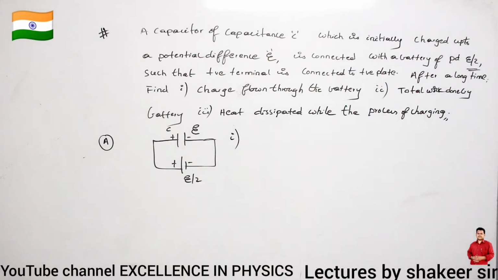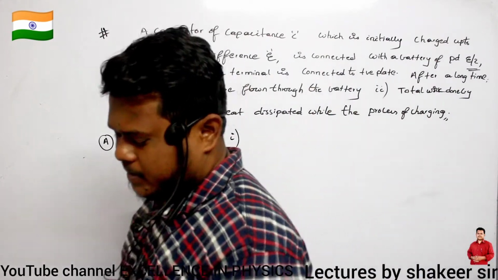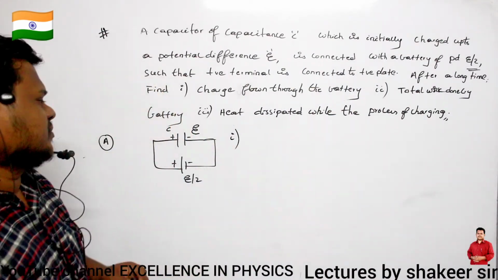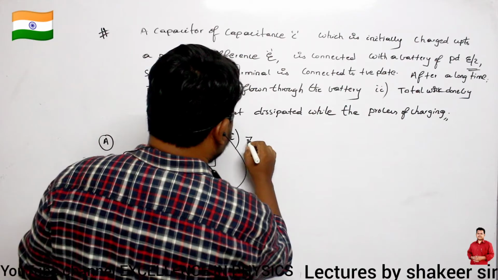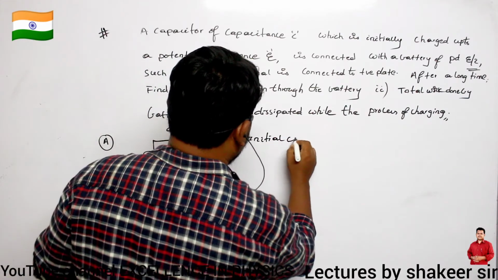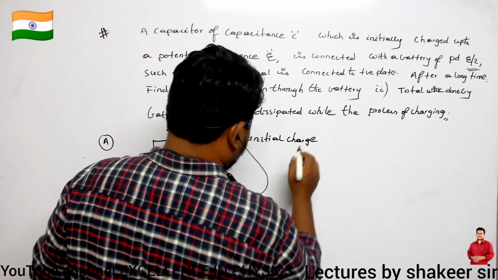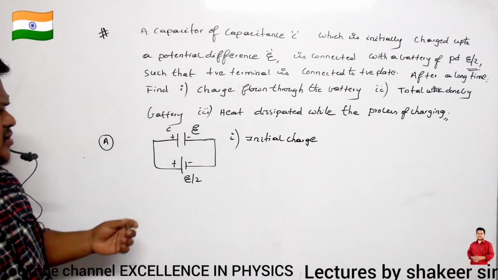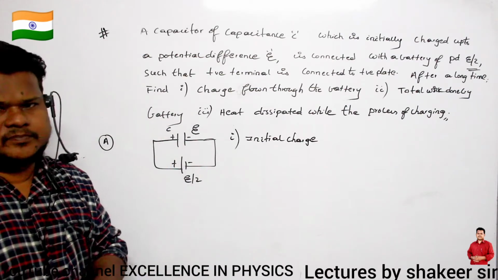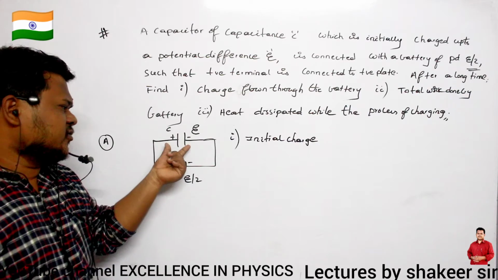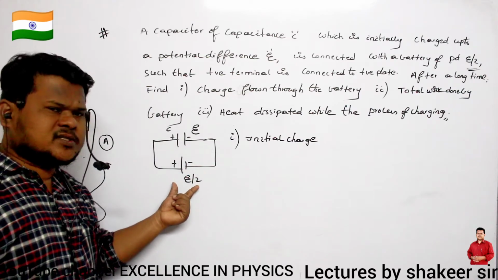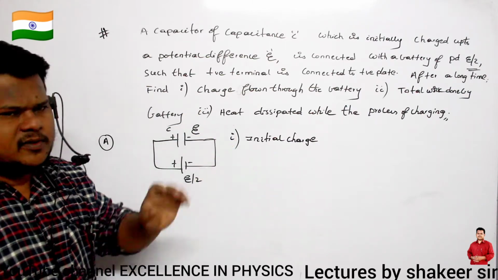How can you calculate it? So what is the charge which has flown through the battery? See, what is the initial charge? What is meant by initial charge? The charge which was present on this capacitor before connection. Initial charge means before connecting this capacitor to this battery, how much amount of charge it will be having?